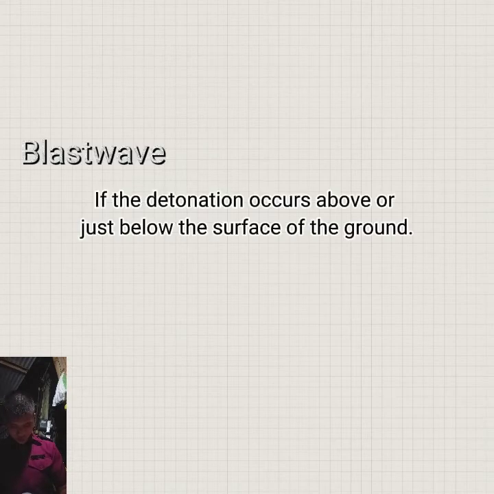Next is blast wave. If the detonation occurs above or just below the surface of the ground, most of the damage will be given off by the blast. Splinters or fragments from the explosive case travel as fast as the speed of sound, 1,000 meters per second. Blast wave is generated when the atmosphere surrounding the explosion is forcefully forced back.